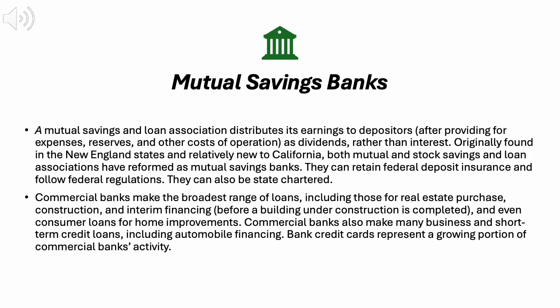Mutual savings banks. A mutual savings and loan association distributes its earnings to depositors, after providing for expenses, reserves, and other costs of operation, as dividends rather than interest. Originally found in the New England states and relatively new to California, both mutual and stock savings and loan associations have reformed as mutual savings banks. They can retain federal deposit insurance and follow federal regulations. They can also be state chartered.